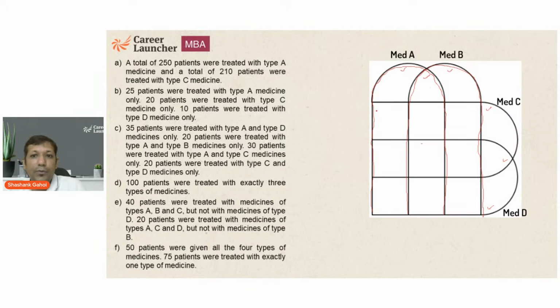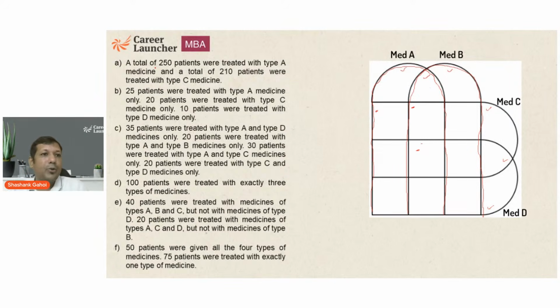Now, if you look at this part, it is in A as well as C. So this is only A and C. This part is called only A, B, and C. And this is all 4. So this is how we are going to fill in the values.